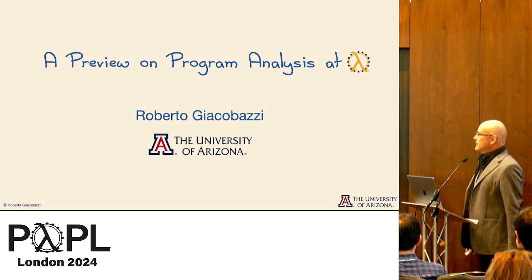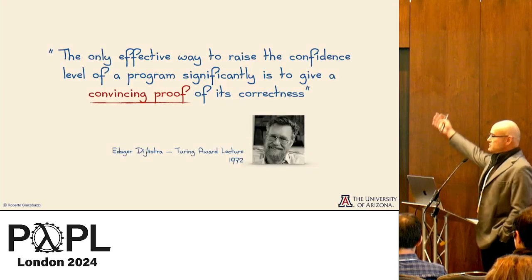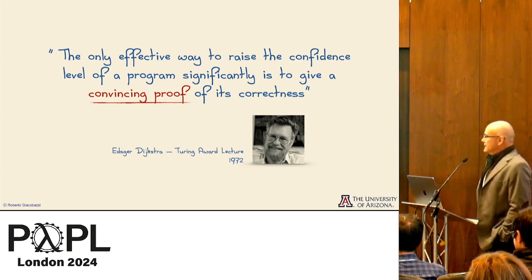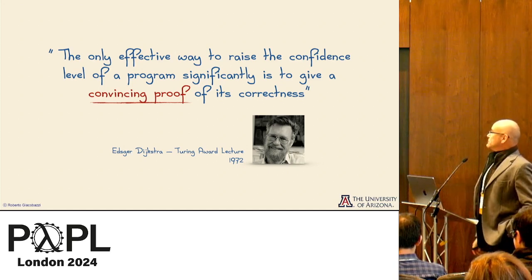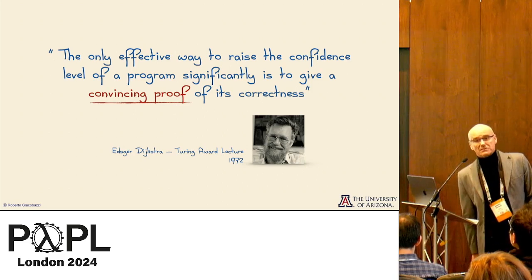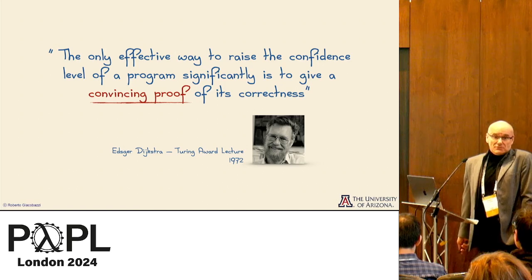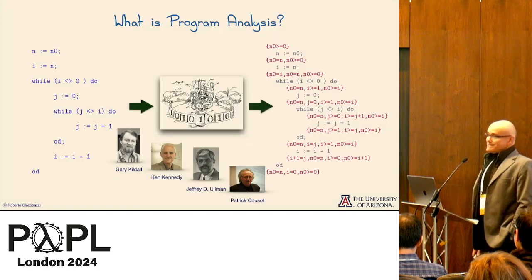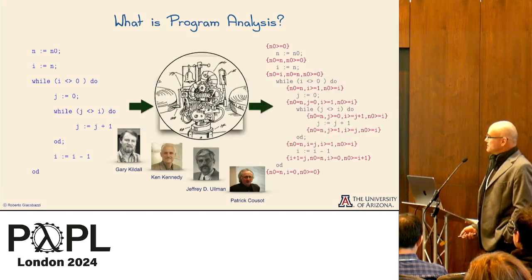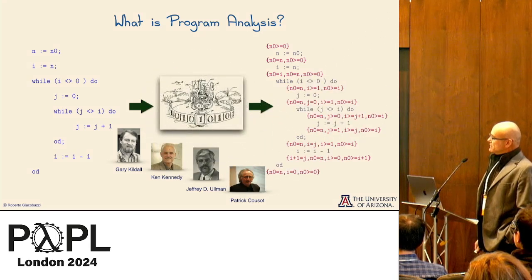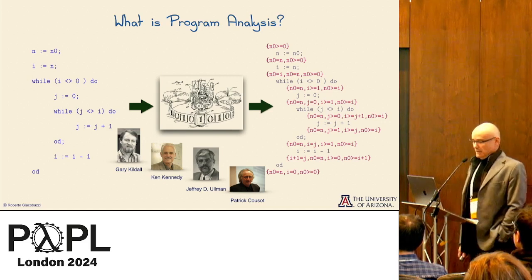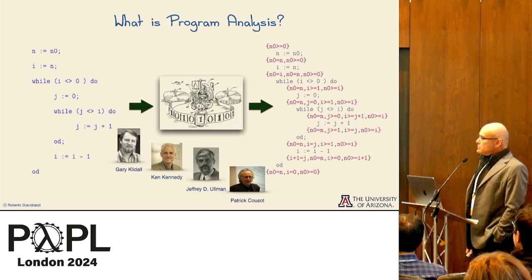Okay. So what's program analysis? Well, actually, program analysis tries to find an answer to this observation by Dijkstra, that the only effective way to raise the confidence level in the program significantly is to give a convincing proof of its correctness. So you need to extract information from code. So program analysis is designing an algorithm or a program here. This is a Turing machine that, given an input, that code provides all the invariants, all the assertions associated with that. So how to make it?